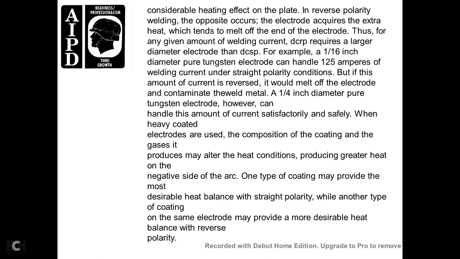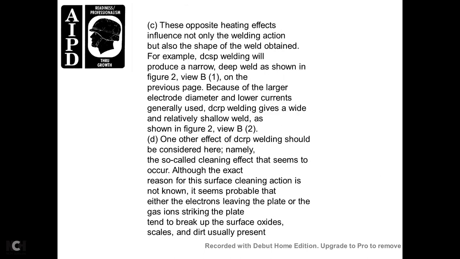At 1/4 inch diameter, however, a pure tungsten electrode can handle the current satisfactorily and safely. With heavy coated electrodes, the composition of the coating and the gases produced alter the heat condition, producing greater heat than on the negative side of the arc. One type of coating may provide the desirable heat balance for straight polarity, while another type of coating on the same electrode may provide the desirable heat balance for reverse polarity. These opposite heating effects influence not only the welding action but also the shape of the weld obtained.